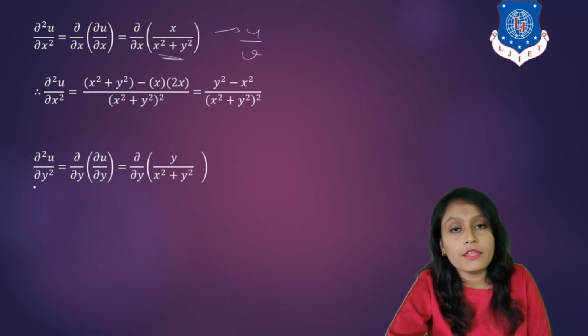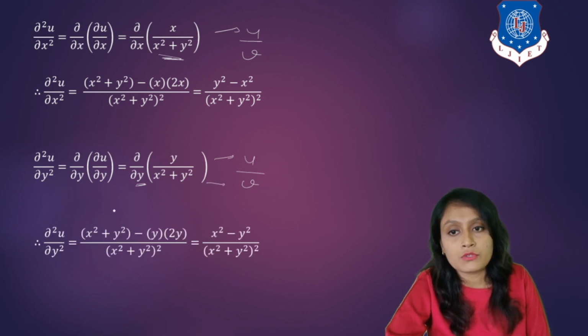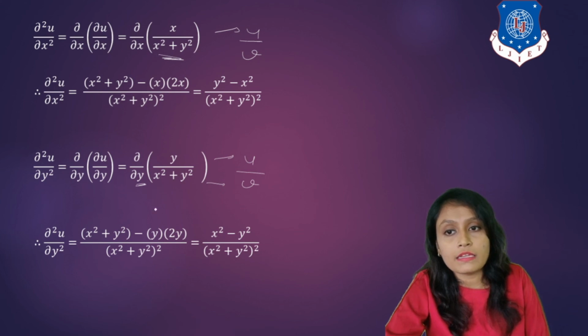Next, del square u by del y square, that is del by del y of del u by del y. So del by del y as it is, answer of del u by del y is what? y upon x square plus y square. Now again we have to take derivative with respect to y, keeping x as a constant. So for this again we will apply this u upon v rule formula. Denominator as it is, derivative of numerator, that is 1, minus numerator as it is, derivative of denominator with respect to y. So here we have 2y upon denominator square. Simplify this, so you will get x square minus y square upon x square plus y square whole square.